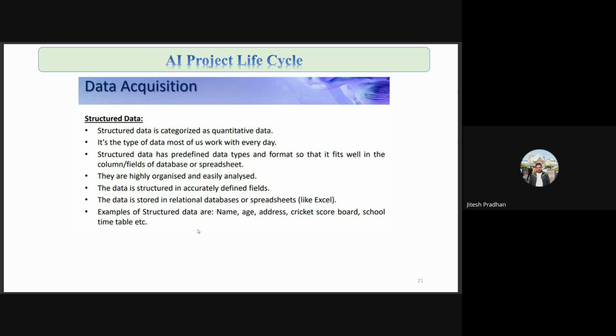the structured data category. Okay, so in other words we can say that if we have extracted features from a raw data and we have represented the features in a tabular representation, then that will be structured data.